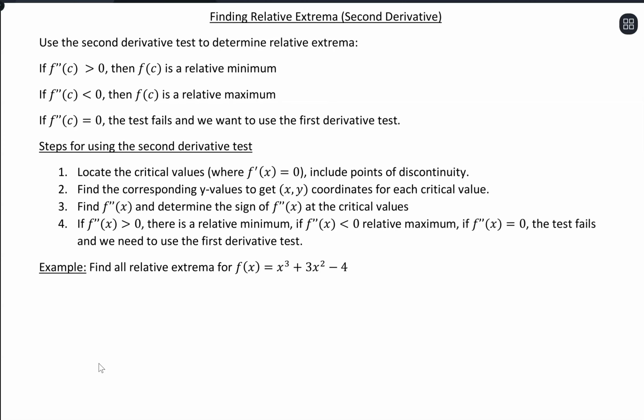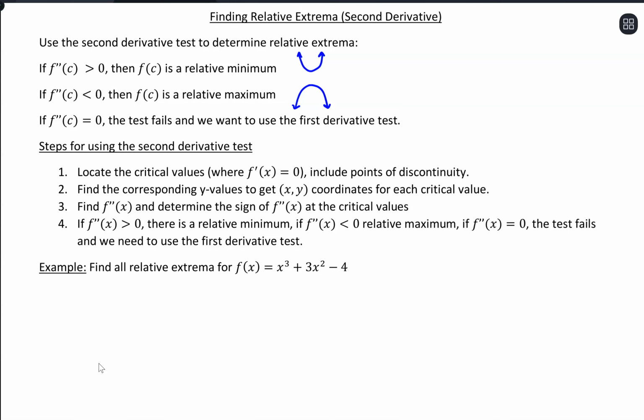So what we're going to do is, if c is our critical value, we're going to look at the second derivative at c. If it's positive, remember, with a positive second derivative, that's where we're concave up, so that would be making a relative minimum. If our second derivative is negative, then that's where we have concave down, and that would make a relative maximum. And if our second derivative is equal to 0, then we can't use this test and we actually need to go back to the first derivative test to see what's going on.